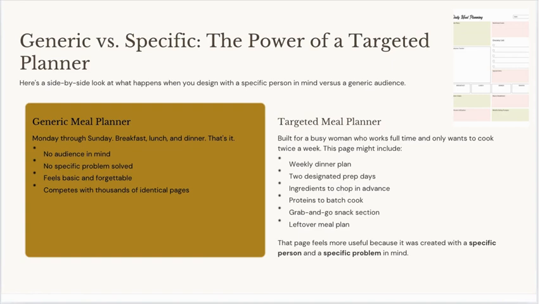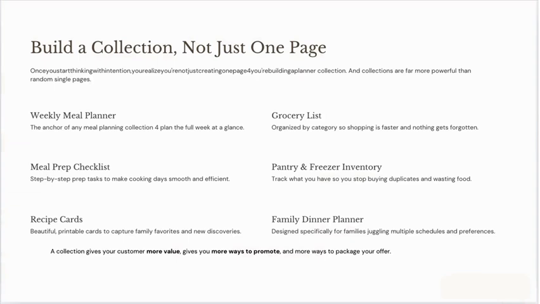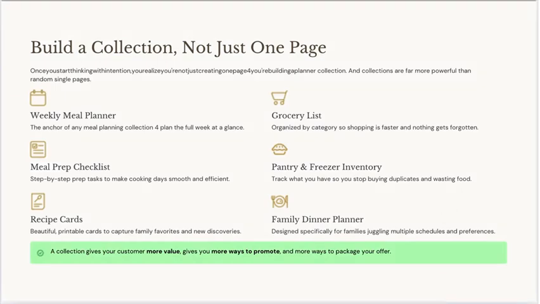And that's how you can package your planners. You can even, if you're savvy and know how to come up with an app, maybe I shouldn't give that idea away and come up with it myself. Creating a targeted planner for that specific person. And I think that is a good idea. I might try that. Okay, so build a collection, not just one page.